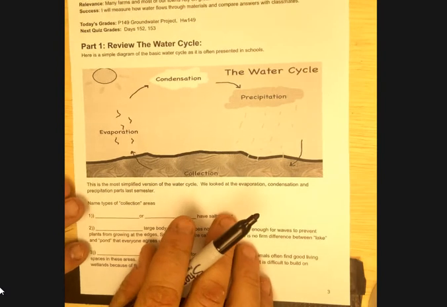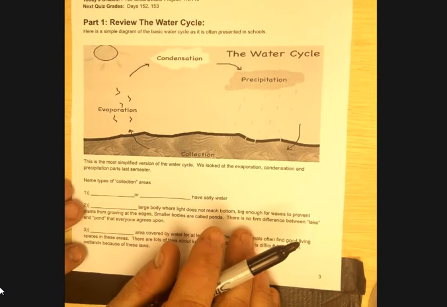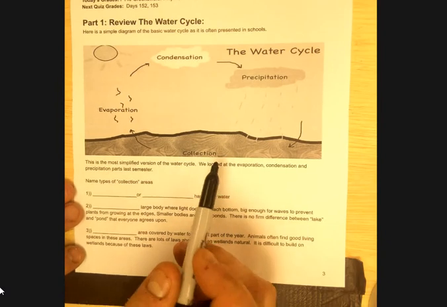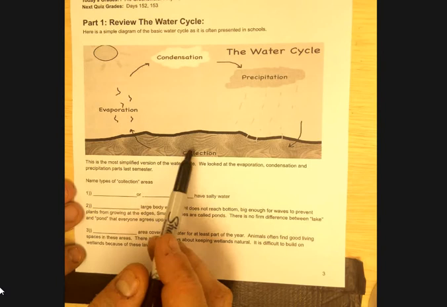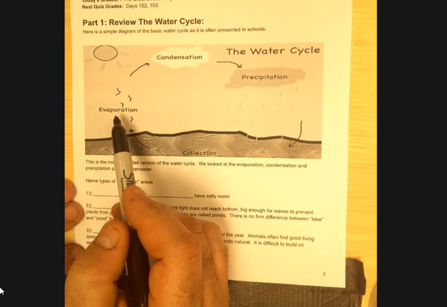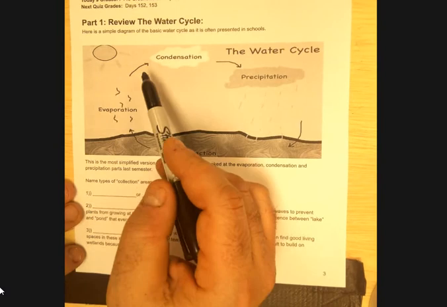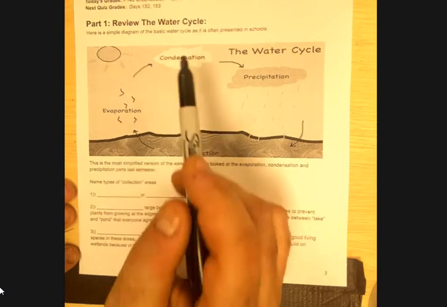Part 1, review the water cycle. I assume that you have learned a lot about this in previous science classes. The most simplistic cycle that's taught to students in elementary school is that we have a body of water and it evaporates into invisible water vapor in the air, and when it cools it will condense to be visible little droplets that float in the air, making clouds and whatnot.